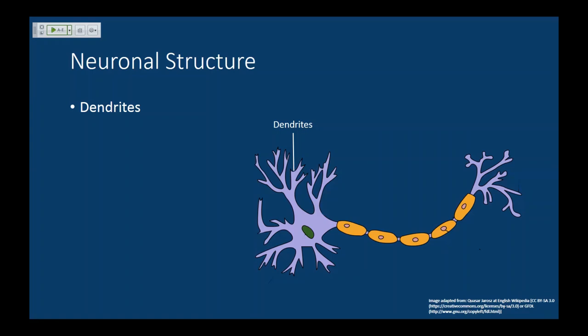We have the dendrites, which are specialized for receiving information. Dendrite comes from the Latin word meaning tree. And as you can see, it's kind of branched out like a tree here. And the point of that is to get as many synaptic connections with previous neurons as possible.